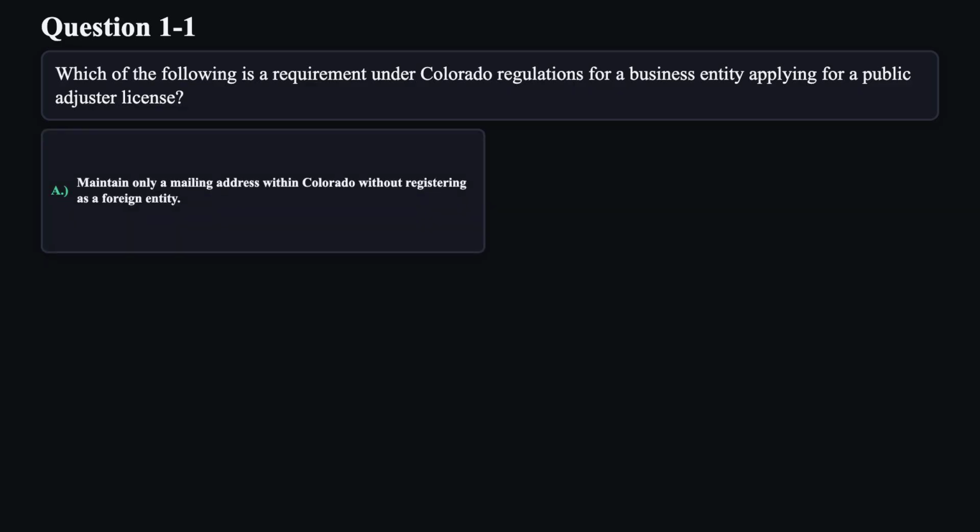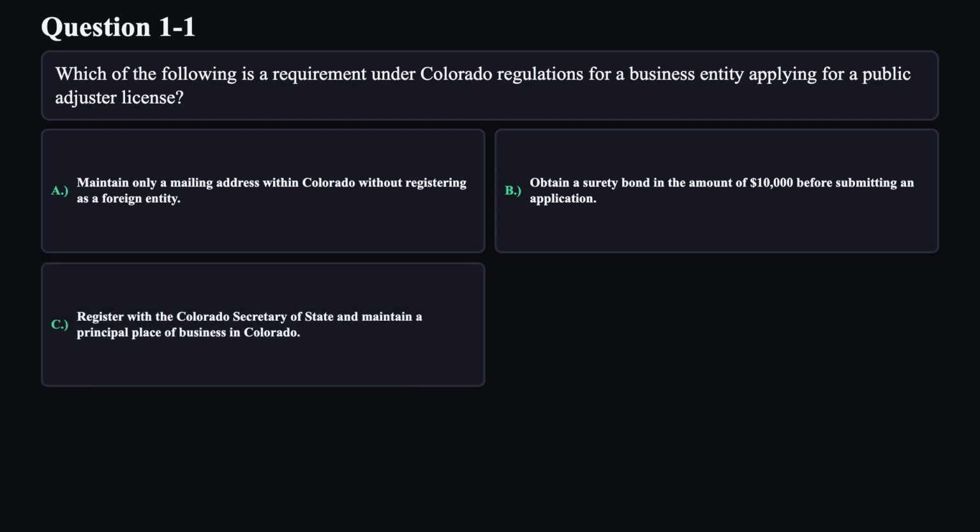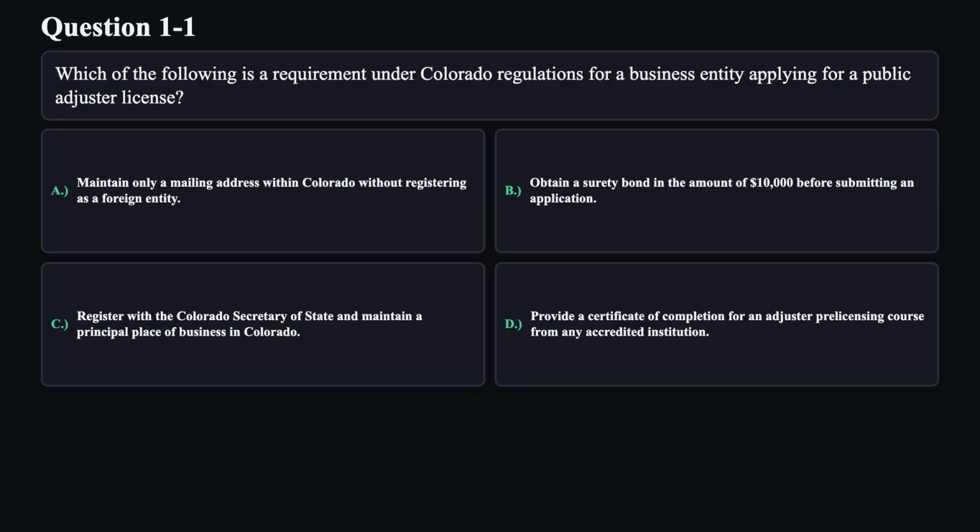A. Maintain only a mailing address within Colorado without registering as a foreign entity. B. Obtain a surety bond in the amount of $10,000 before submitting an application. C. Register with the Colorado Secretary of State and maintain a principal place of business in Colorado. D. Provide a certificate of completion for an adjuster pre-licensing course from any accredited institution.